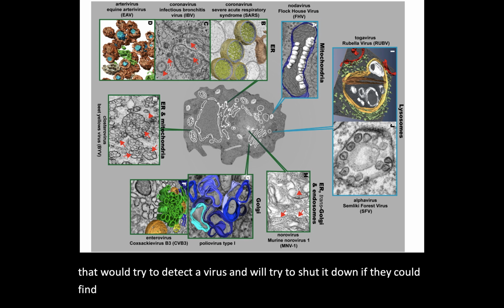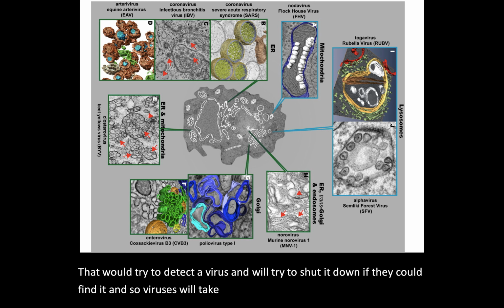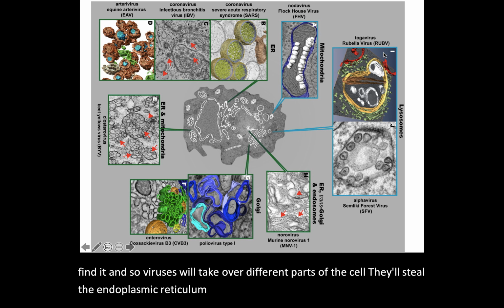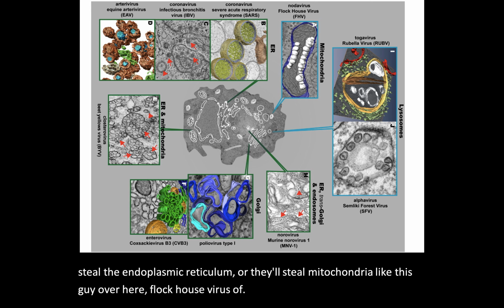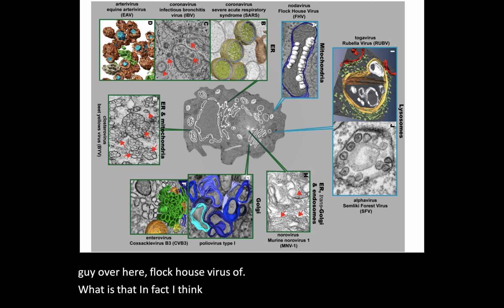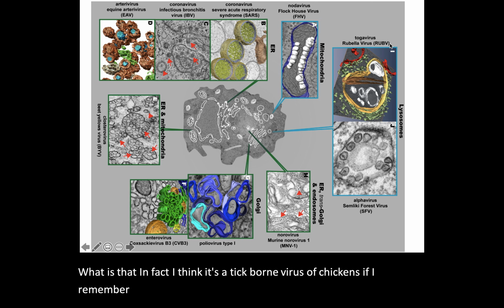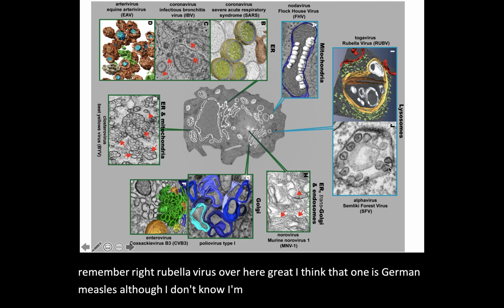And so viruses will take over different parts of the cell. They'll steal the endoplasmic reticulum, or they'll steal mitochondria, like this guy over here, flockhouse virus, of, what does that infect? I think it's a tick-borne virus of chickens, if I remember right. Rubella virus over here, great. I think that one is German measles, although I don't know. I'm not so good at my names outside of coronaviruses.